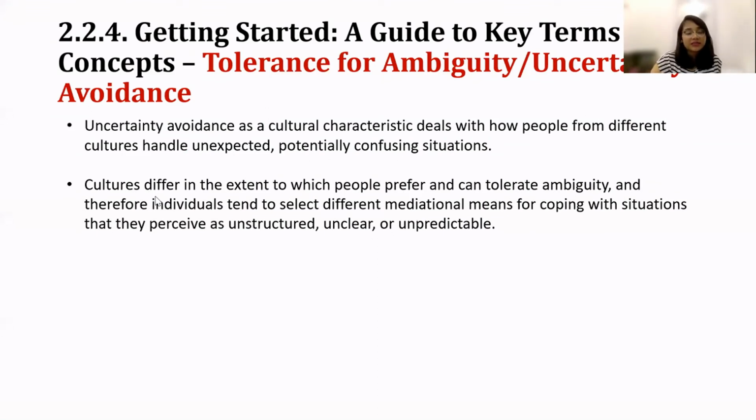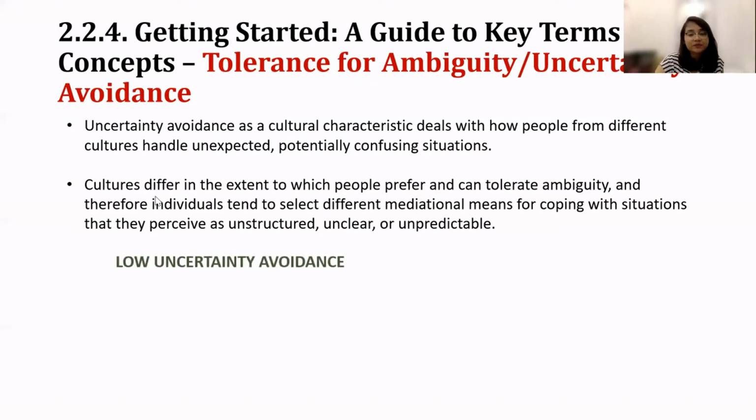Cultures differ in the extent to which people prefer and can tolerate ambiguity, and therefore individuals tend to select different mediational means for coping with situations that they perceive as unstructured, unclear, or unpredictable. So how about you? How do you usually cope with such situations? Do you avoid it? Or do you have a certain coping mechanism or coping strategy? Using this factor, we can differentiate two groups: low uncertainty avoidance and high uncertainty avoidance.